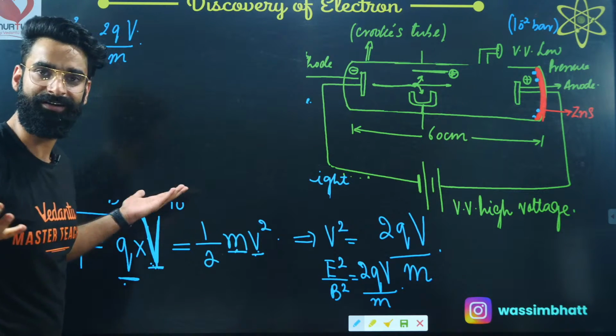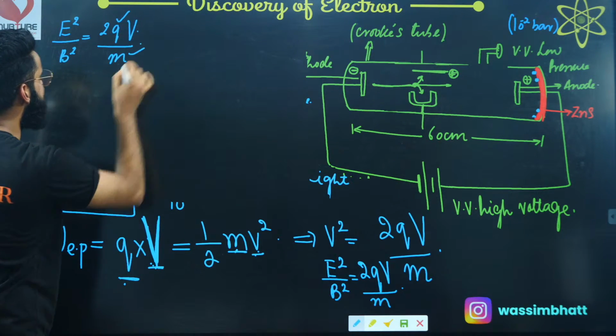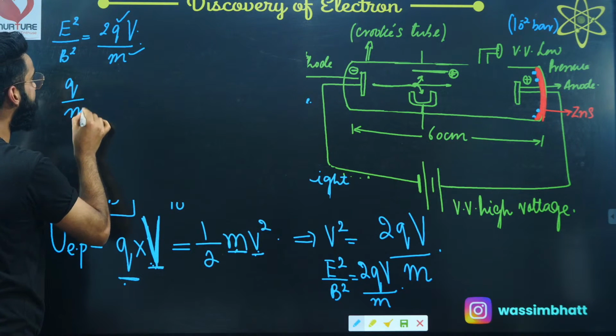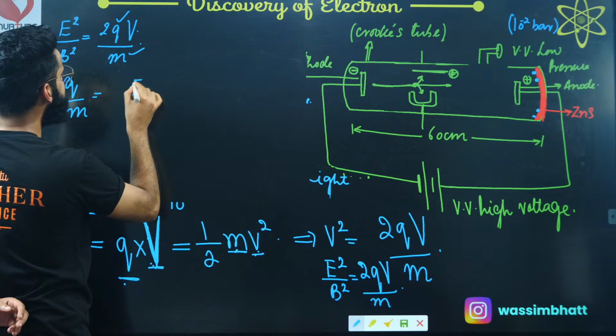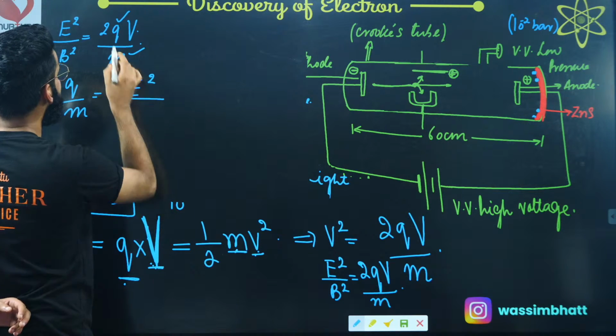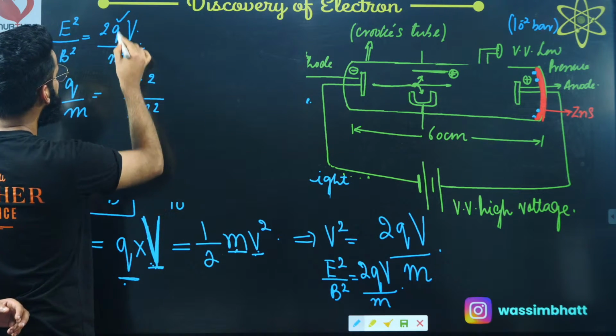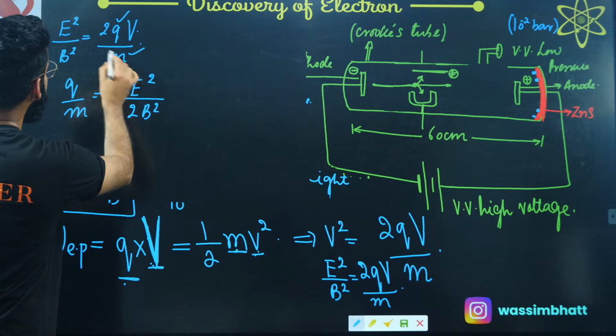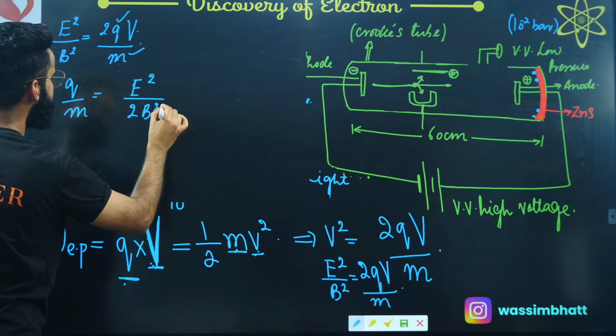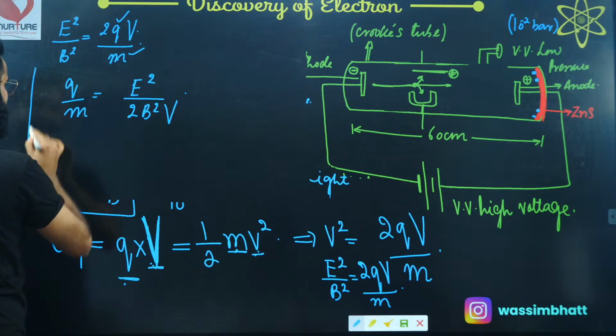I think we got it. This is Q, this is M. Can I say Q divided by M of electron? It will be simply equal to E square divided by 2 times B square as such. Q divided by M is equal to E square divided by 2 times B square multiplied by V, right?